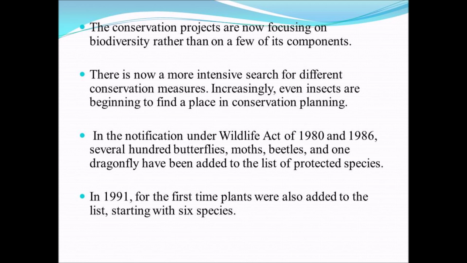Here we can see that the conservation projects are now focusing on biodiversity as a whole rather than a few of its components.